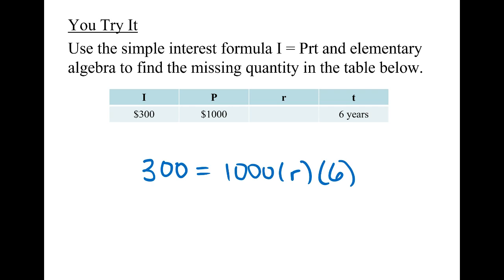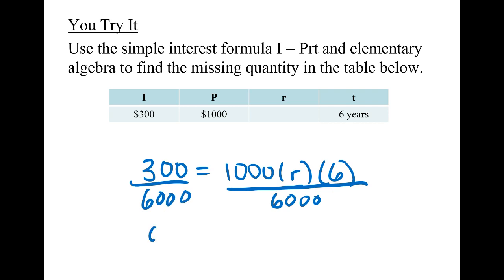Plugging the given quantities into our formula for simple interest, we see that 300 is 1,000 times R times 6. And we're solving for R, so I'm going to divide both sides of my equation by 6,000 to isolate R, and I get R is 0.05, and that is the same, by moving that decimal over twice, as 5%.